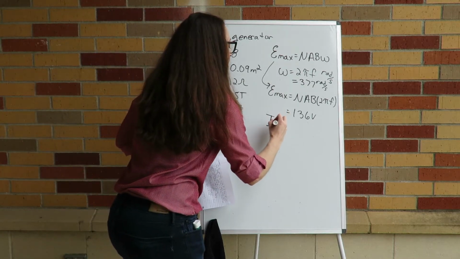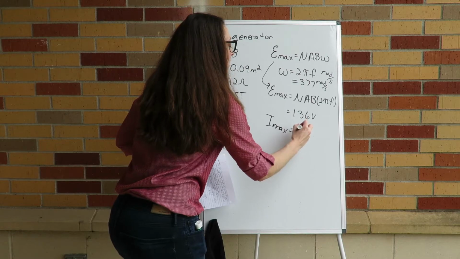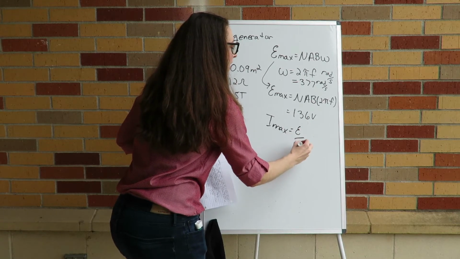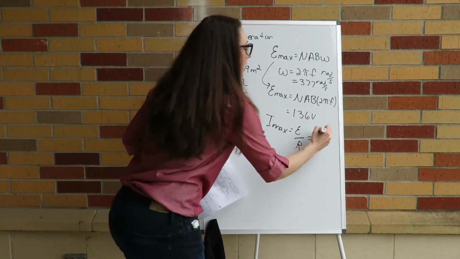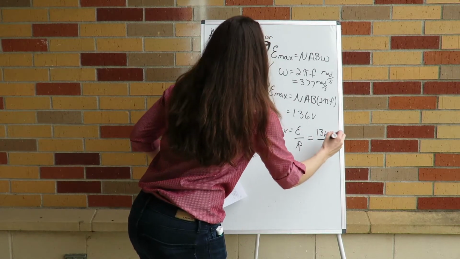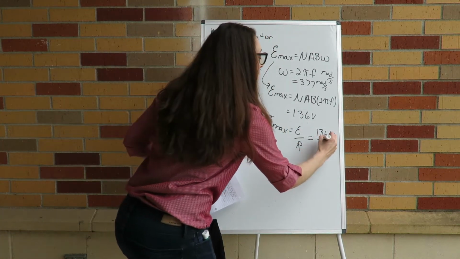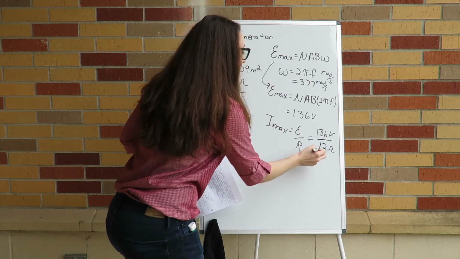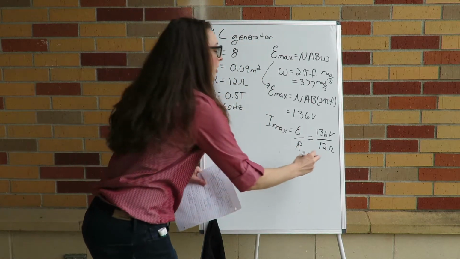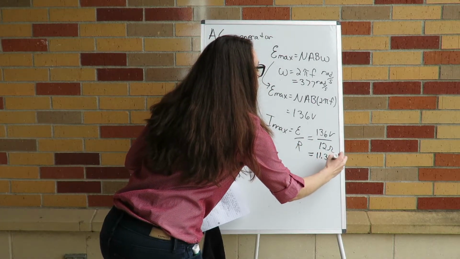So our maximum induced current is just going to be that EMF divided by the resistance. So that will be 136 volts divided by 12 ohms, and that's equal to 11.3 amperes.